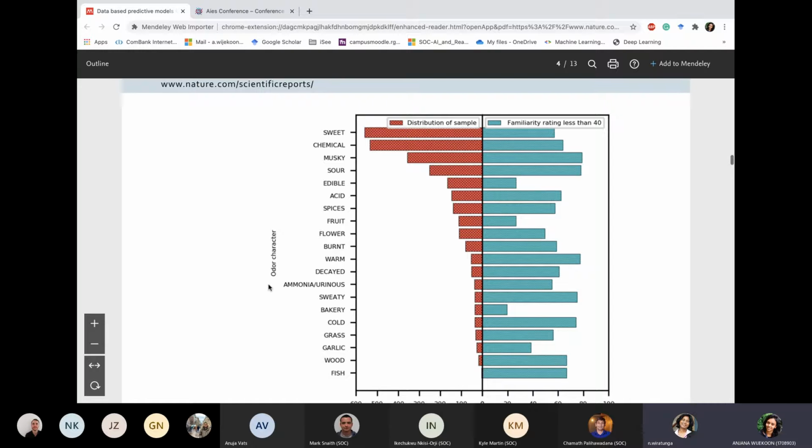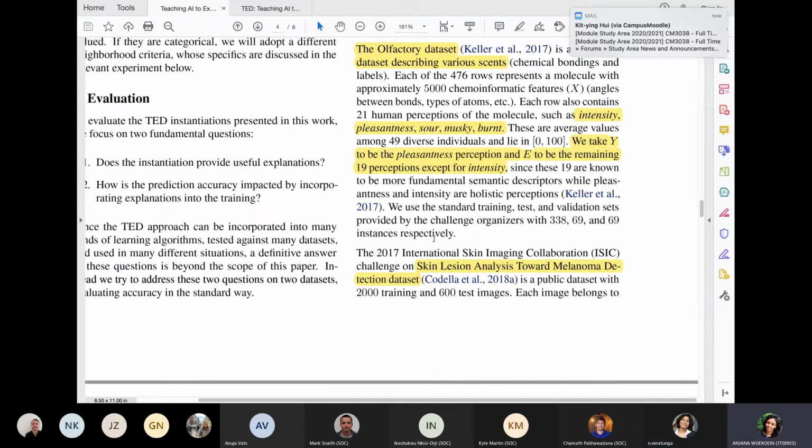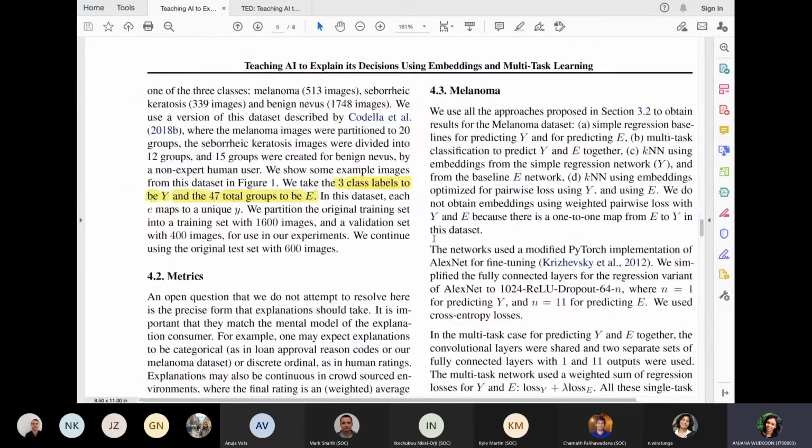Yeah, so it's almost a different set of features. Yes, a different set of features. Exactly. So in the skin lesion data set, they do a similar thing where they have this hierarchy of labeling. They have 3 main labels, melanoma something and benign something. And they have another classification where they have partitioned into 20 groups. So they use these 20 groups as the explanations and the 3 main classes as the decision.